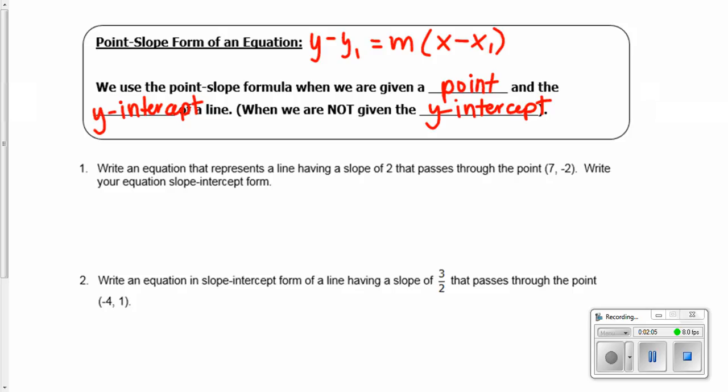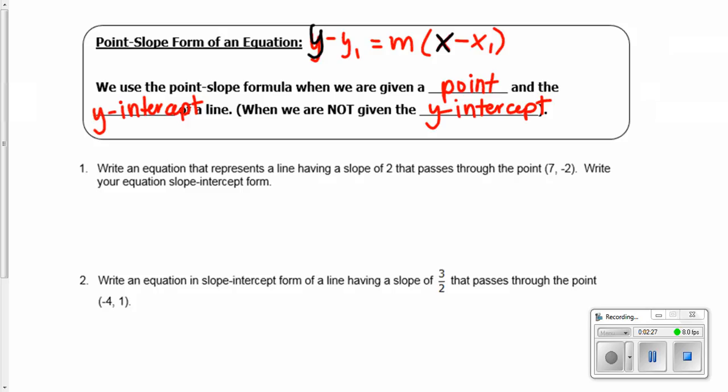But the y and the x here, this y and this x, those are going to stay as a y and an x. You're not going to actually have a number plugged into them. So let's just try an example. I think it's easiest to learn this just by jumping in. Number 1 says write an equation that represents a line having a slope of 2 that passes through the point (7, -2). Write your equation in slope-intercept form.